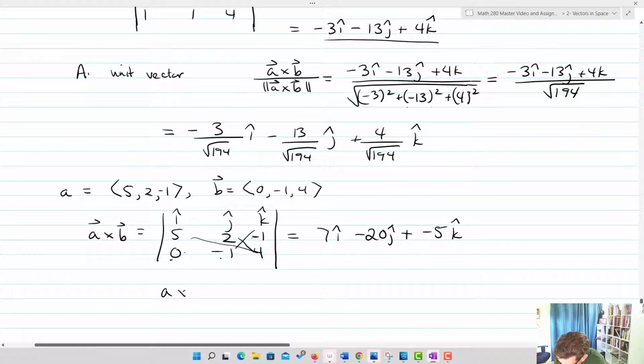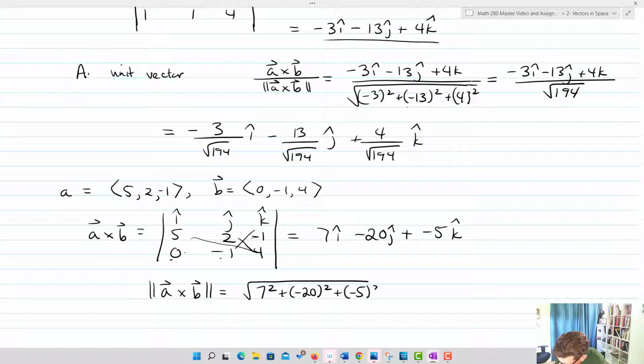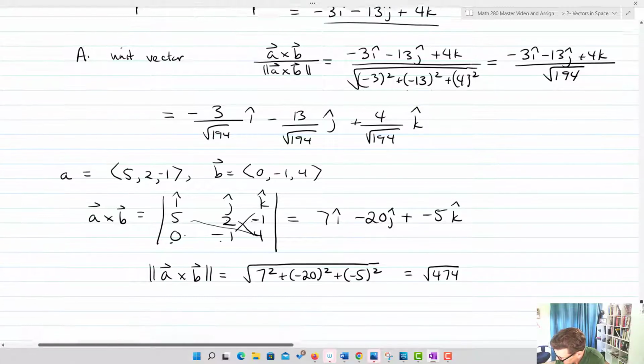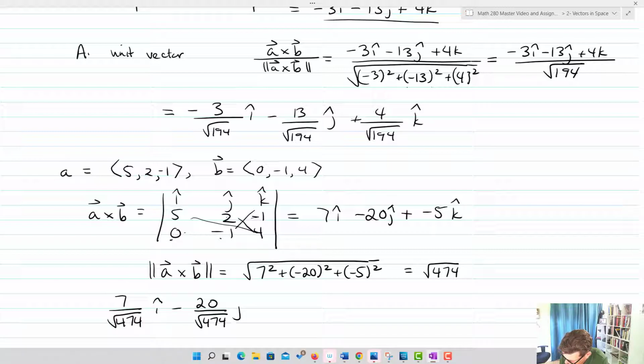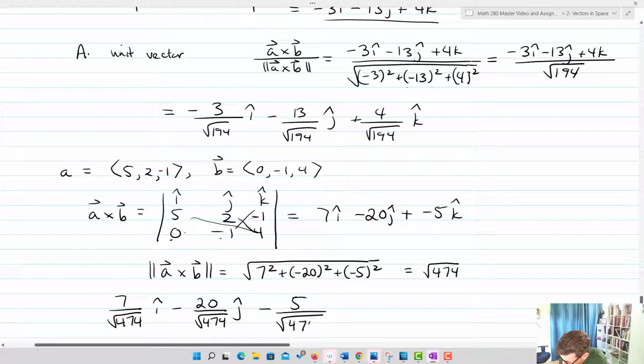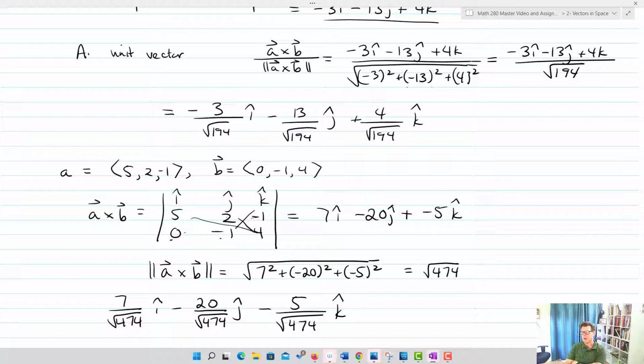Now, we find the magnitude of A cross B. That's going to equal the square root of 7 squared plus negative 20 squared plus negative 5 squared, and that equals just the square root of 474. So my unit vector in that direction is 7 divided by the square root of 474 i, minus 20 divided by the square root of 474 j, plus negative 5 divided by the square root of 474 k. And there we go, the vector that is orthogonal to both and is in fact unit as well.